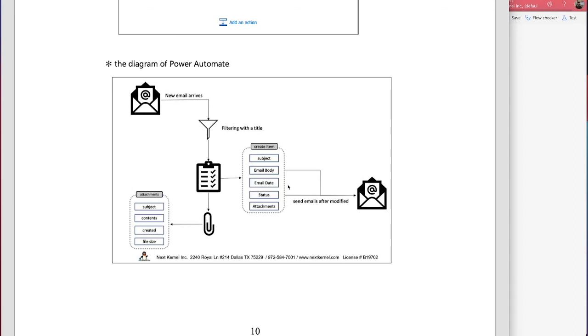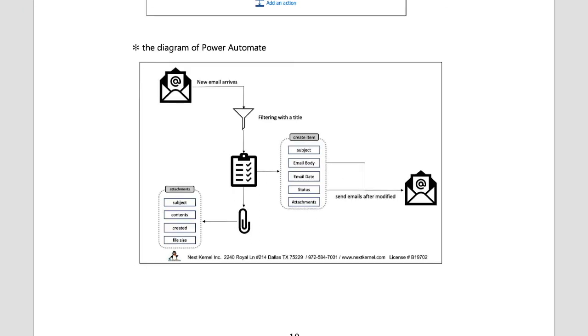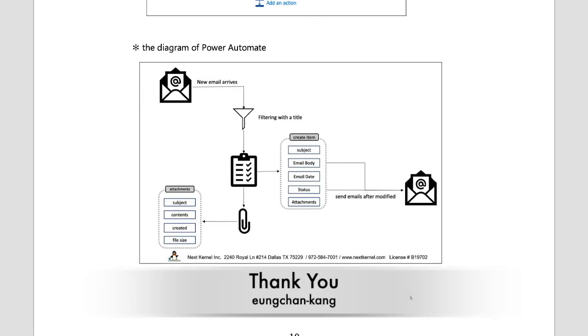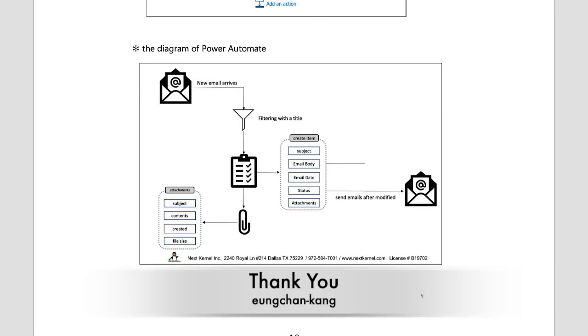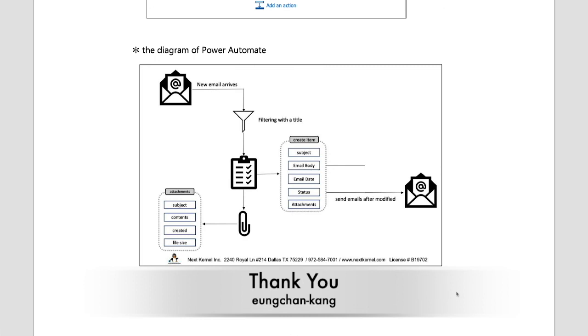And after the problems are resolved, the host can send email to senders using this platform. This is the whole diagram of Power Automate, and it can also be the diagram of the whole system.